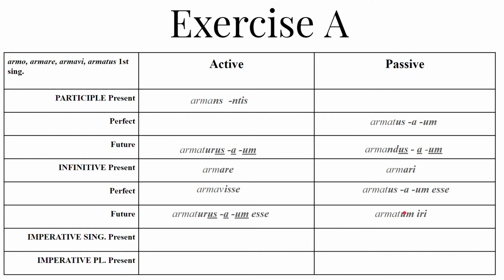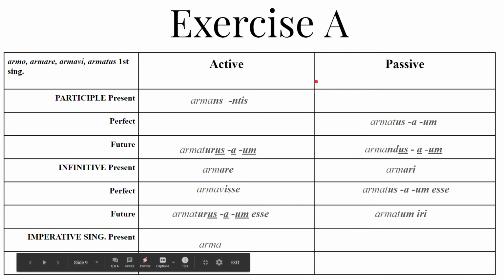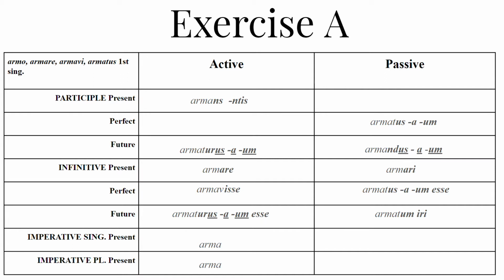The imperative mood, the commands. Imperative singular of armo, armare, it's just the present stem. Arma, you can put an exclamation point if you want. Arma, arm. The plural adds te: armate, armate. Feel free to add an exclamation point there. The imperative singular passive is the same as the second principal part, the present active infinitive. Armare, be armed, get armed, suit up.